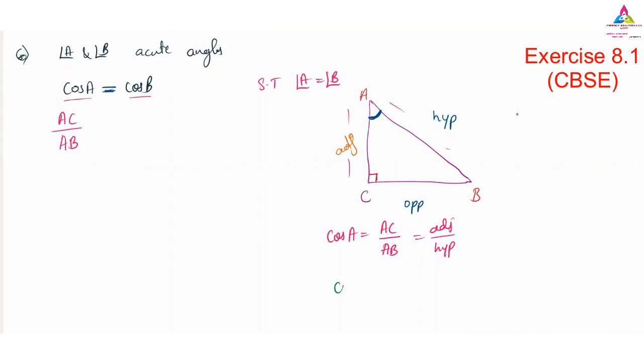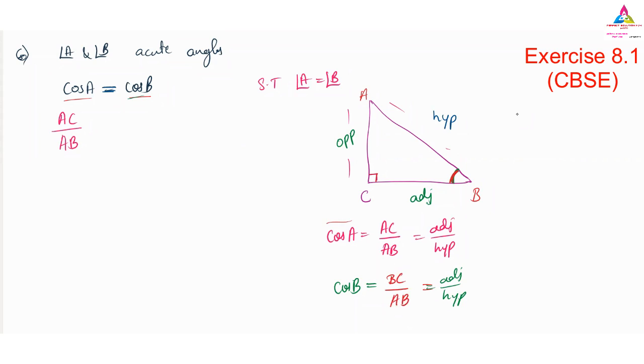Let us move towards cos B, because they have told one more thing, that is cos B. Now we have to consider angle B. When you are considering angle B, obviously the opposite and adjacent sides will change. The opposite side will become AC now, and the adjacent side will become BC. Again the cos B formula is the same, that is adjacent by hypotenuse. For cos B, what is the adjacent side? BC, and the hypotenuse will become AB itself.